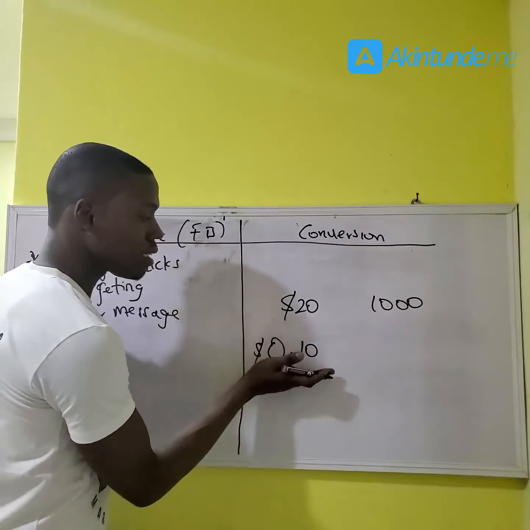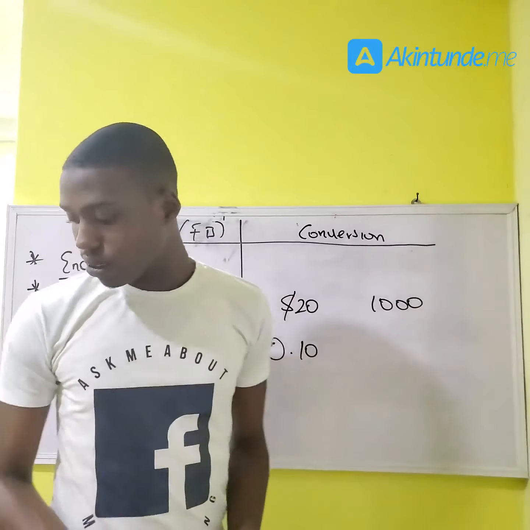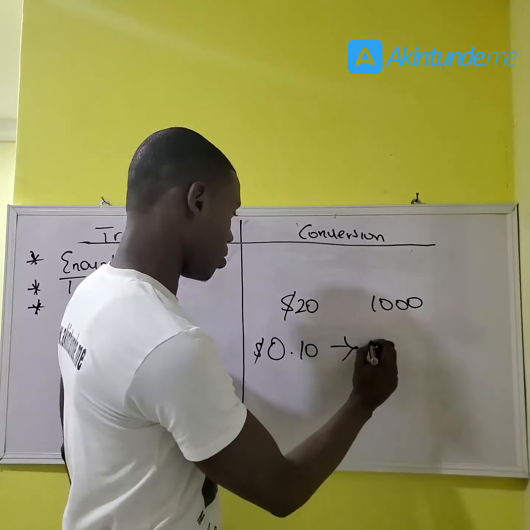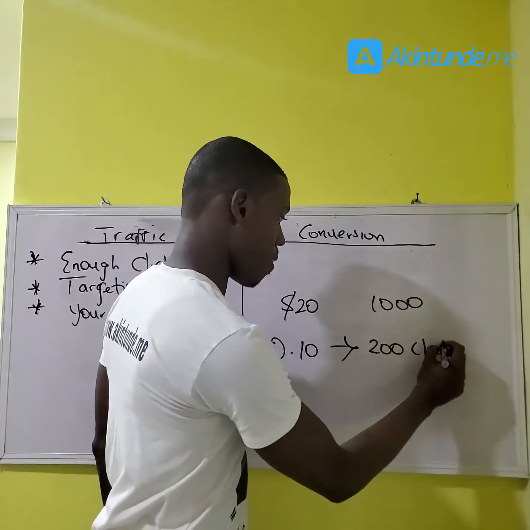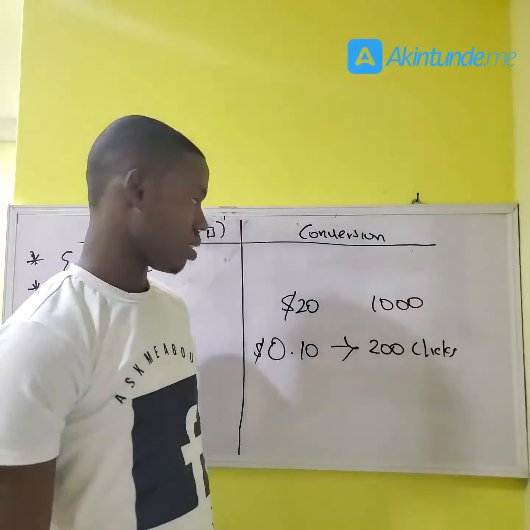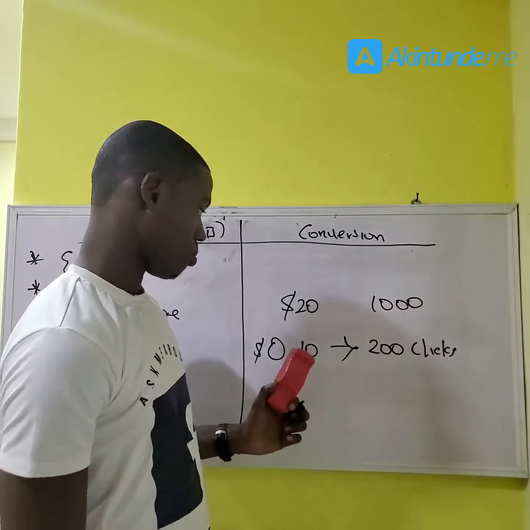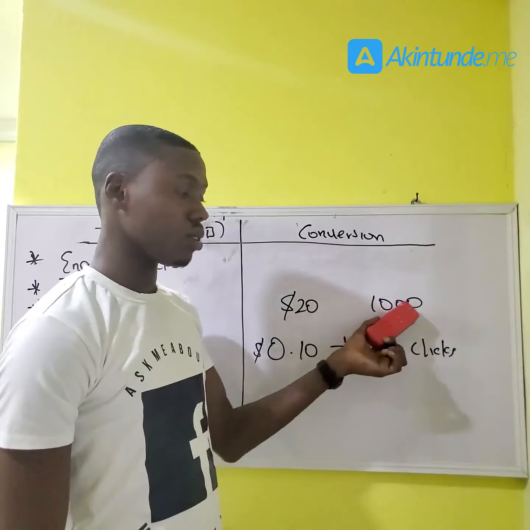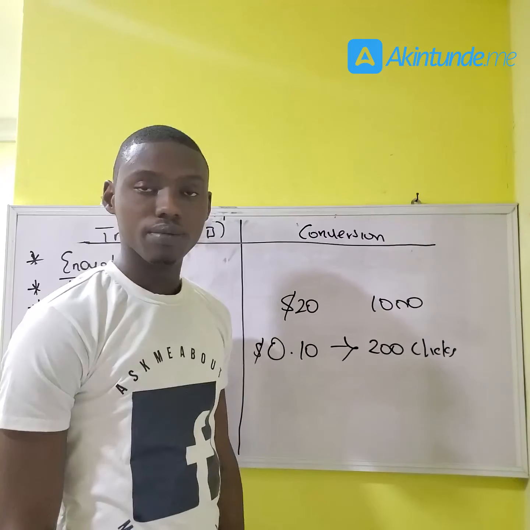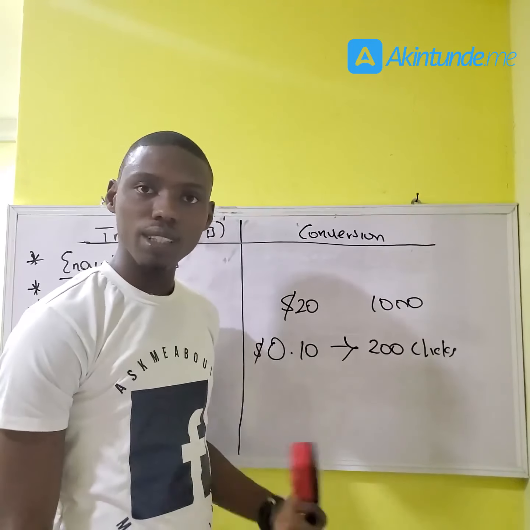If you multiply this by this, you should be getting about 200 clicks, which means what? The amount you are spending is not enough for you to get 1,000. So you need to really understand this.